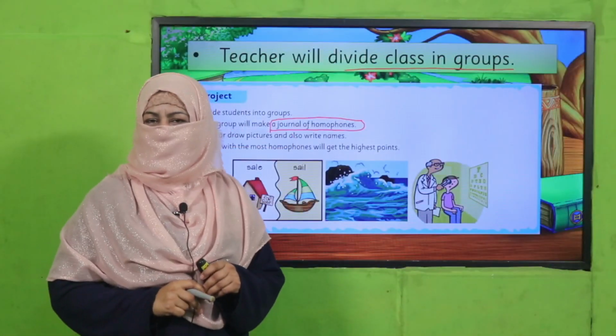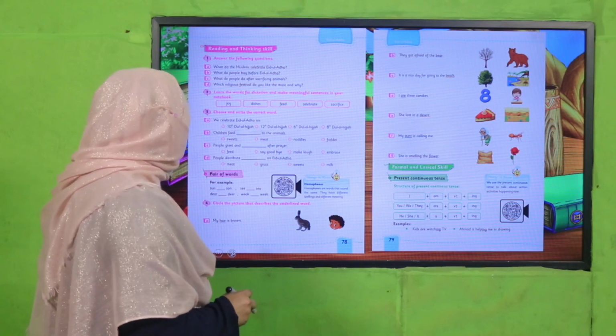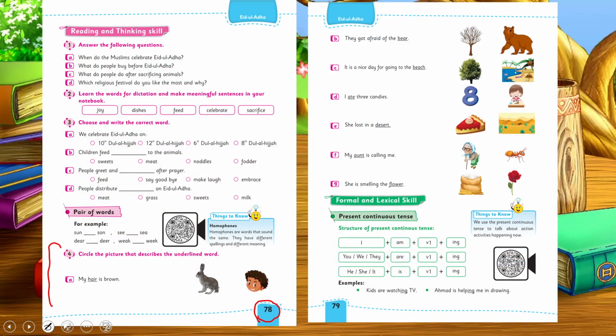Yes, my dear children, are you done with it? Good job. Now it's time to practice from your book. All of you, open your book on page number 78. Here is the question. Circle the picture that describes the underlined word. Okay, so these two words have same pronunciation. Which word is given here? You have to circle that picture, right? The first I did for you. So complete it in your book and then come back.